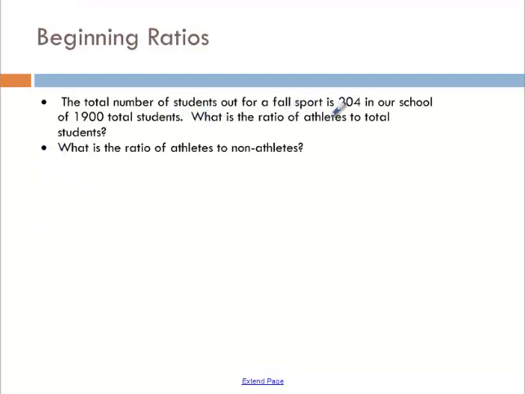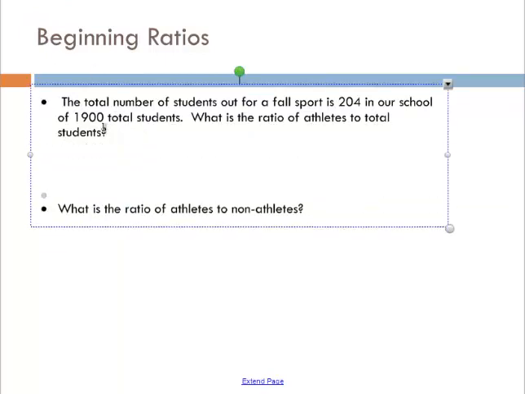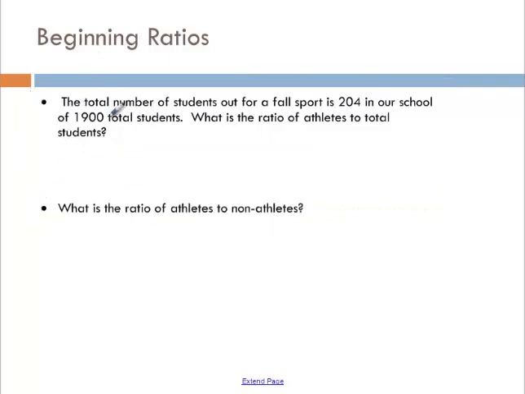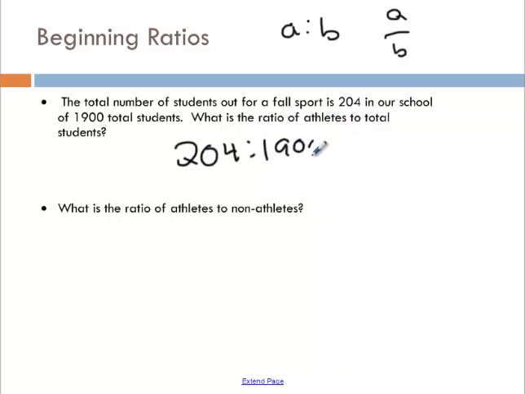The total number of students out for a fall sport is 204, at a school that has 1,900 total students. The question says, what is the ratio of athletes to total students? So a ratio can be written in a couple ways. We could write it as A to B, or as a fraction, A over B. For this one, I'm going to use the first one. The number of athletes is 204. The number of total students, 1,900.